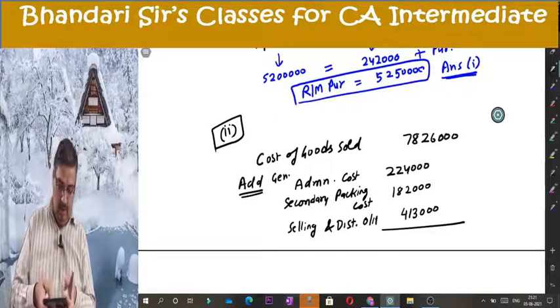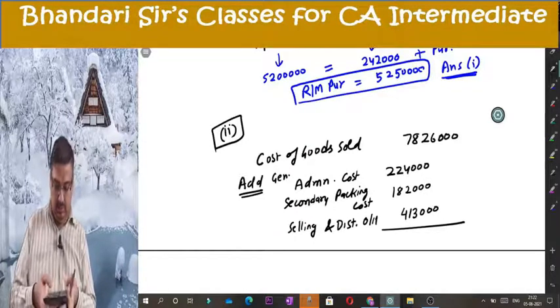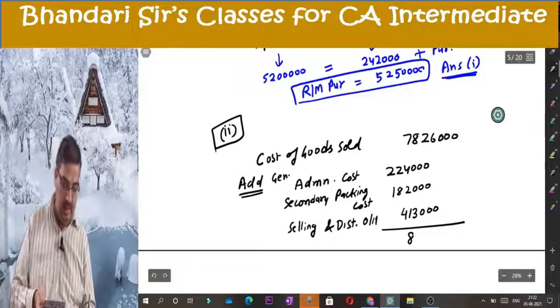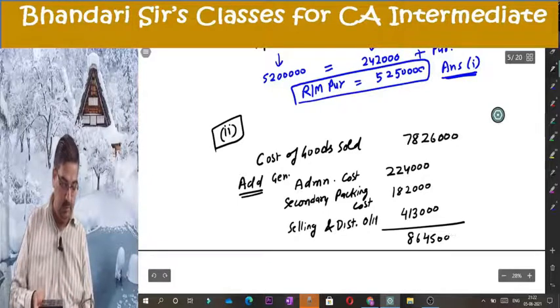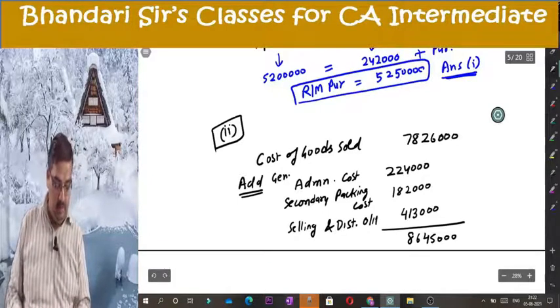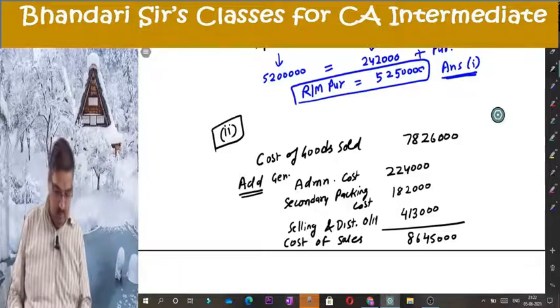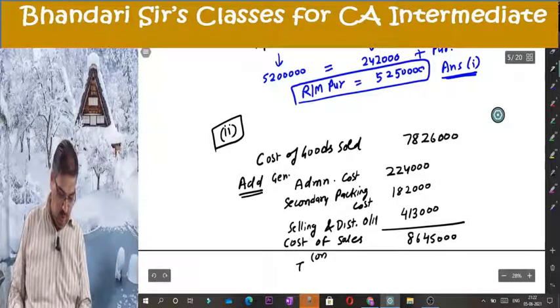78,26,000, 2,24,000, 1,82,000, 4,13,000. What I am getting is 86,45,000. The name here is cost of sales. It is also called total cost.